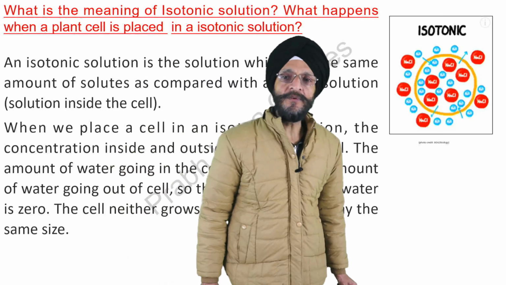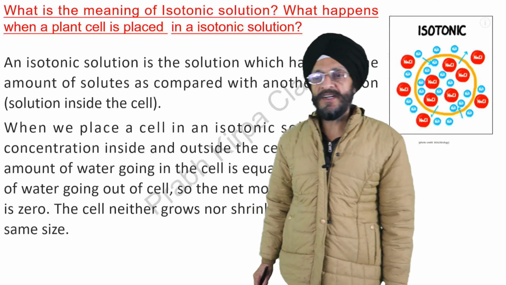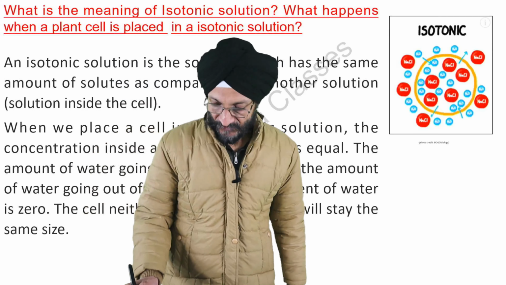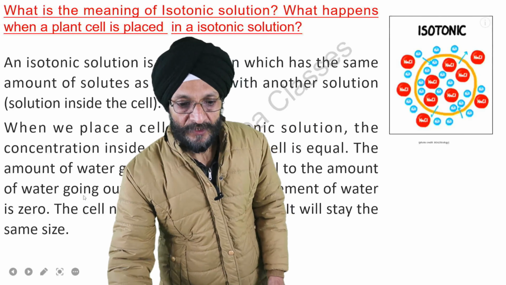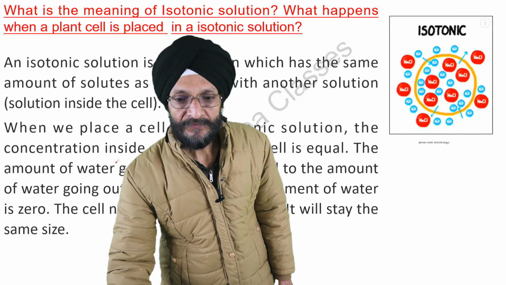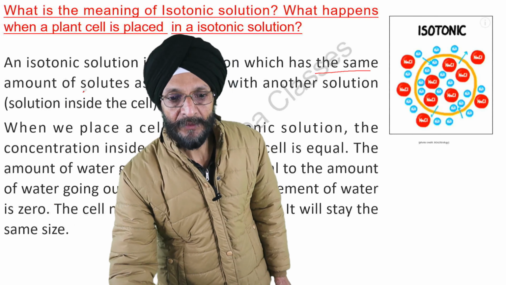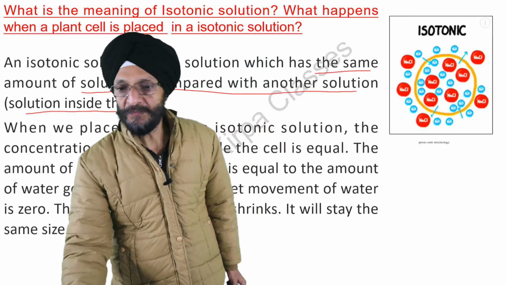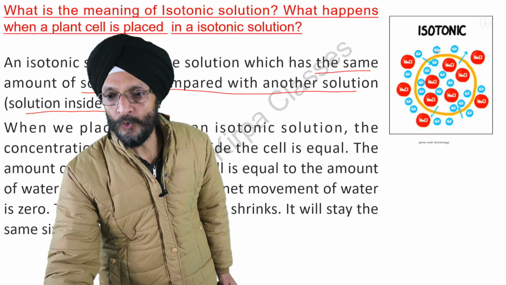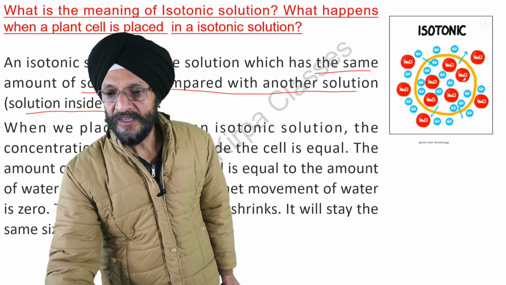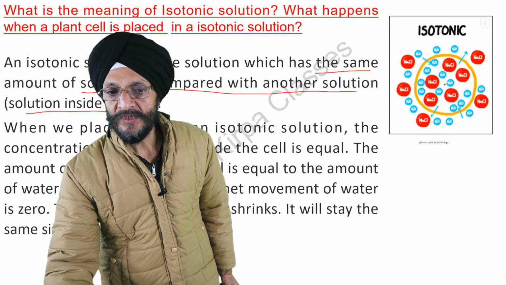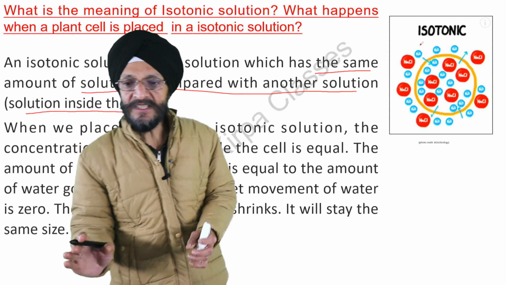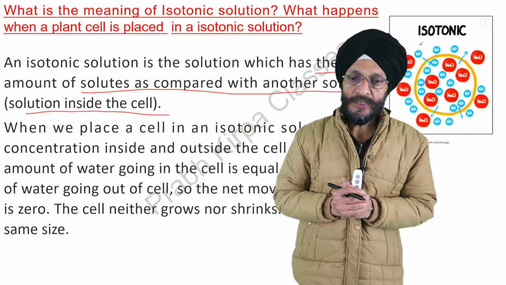Now what is the meaning of isotonic solution, and what would happen if the plant cell is placed in isotonic solution? An isotonic solution is a solution which has the same amount of solutes as compared with another solution. In this picture you can see that the number of solutes outside the cell and inside the cell are equal. So the solution outside the cell is isotonic as it has the same amount of solutes.